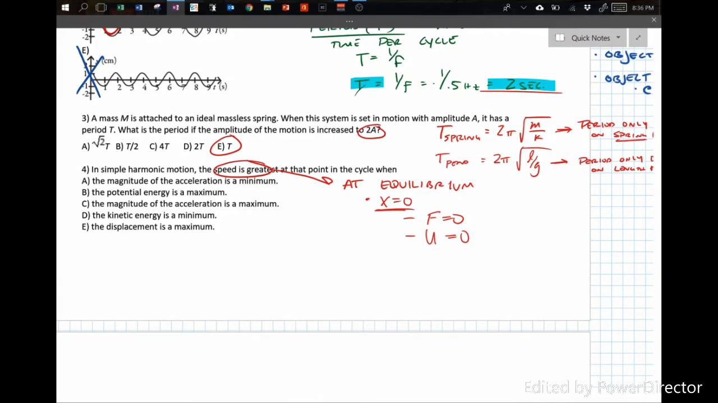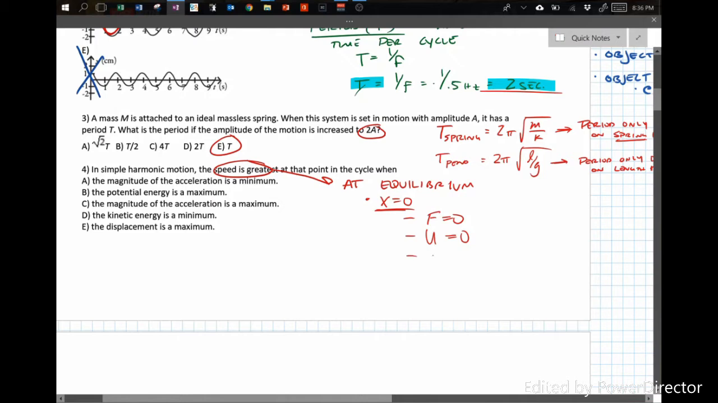So, the speed is greatest when the magnitude of the acceleration, since the force is 0, the acceleration is 0. So I have a small acceleration, no potential energy, large kinetic energy because it's the greatest speed, and kinetic energy is 1/2 mv squared, and the displacement is a minimum. The only correct answer is A.